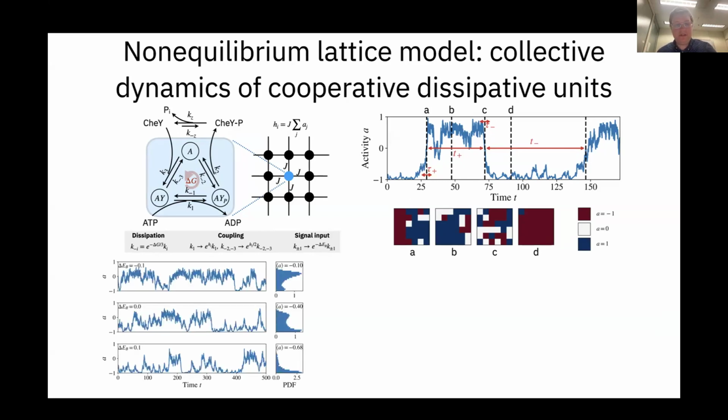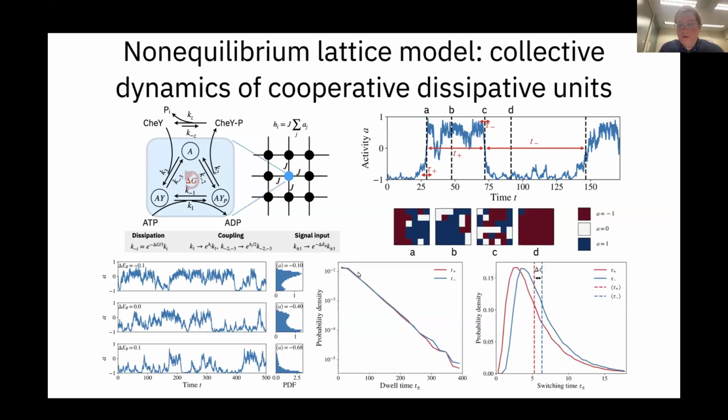If we apply this external field or effective barrier shift, we can bias the signal towards more active or less active signaling states. And in particular, we see similar statistics for the switching times. The dwell times are long and exponentially distributed, and there's an asymmetry between the forward and backward switching times between these active and inactive states.